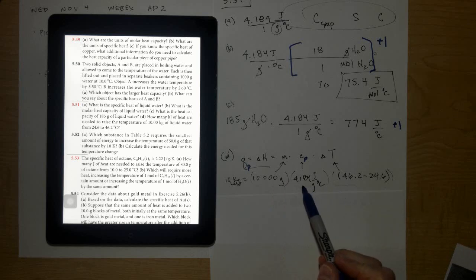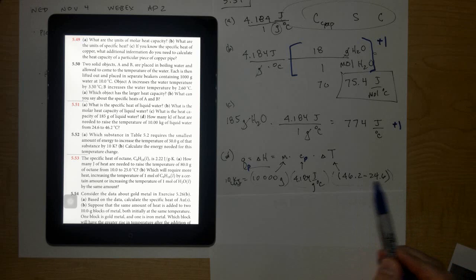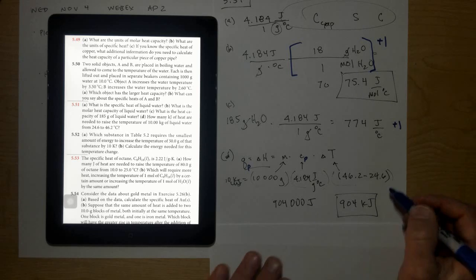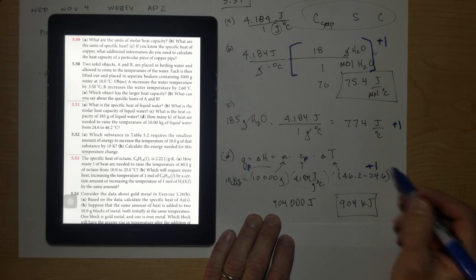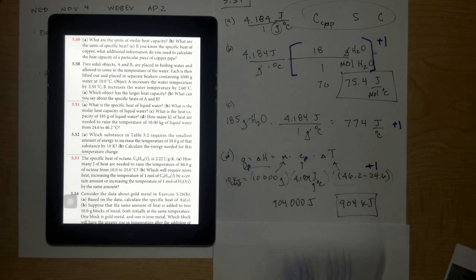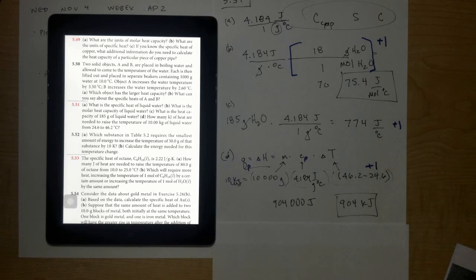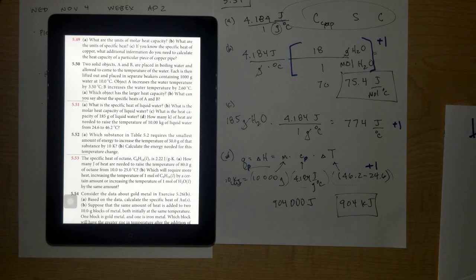The specific heat capacity is 4.184 joules per gram degree Celsius, and then the change in temperature is final minus initial. Running those through the calculator, you end up with 904,000 joules, or 904 kilojoules. This work gets you 1 point. That gets us up to 9 possible points. I think I'm keeping track of them pretty close. Questions so far?